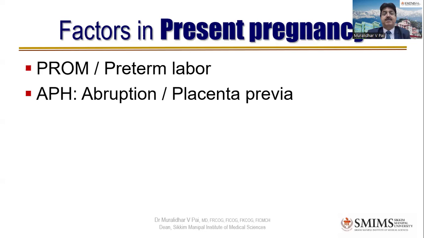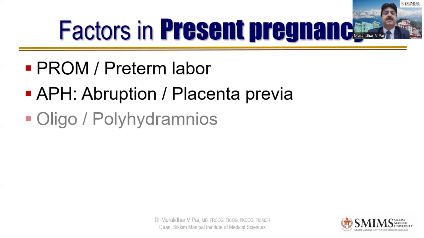APH, whether it is abruption or placenta previa, is a very, very high risk pregnancy. This cannot be admitted in a primary or secondary health care center. You need a lot of blood transfusions. One of the A's in management of abruption is active management. You have to give adequate blood transfusion, ARM, and deliver. Placenta previa also requires a lot of blood transfusion. They should, in fact, sometimes be kept all the time in the tertiary care hospital.